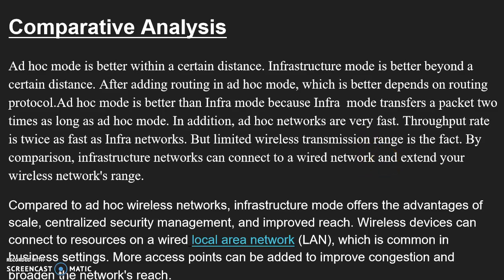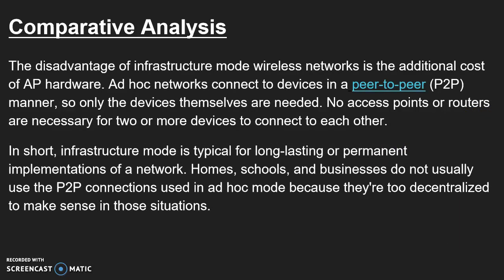Compared to ad hoc wireless networks, infrastructure mode offers the advantages of scale, centralized security management, and improved reach. Wireless devices can connect to resources on a wired local area network, which is common in business settings. More access points can be added to improve congestion in the infrastructure mode. Further, the disadvantage of infrastructure mode is the additional cost of AP hardware. As we are saying, in infrastructure mode there is always a need of extra hardware, that is the access point or central node. For the installation of that extra hardware, we need extra cost.